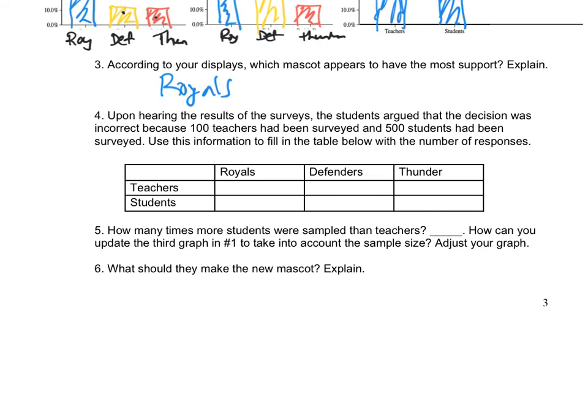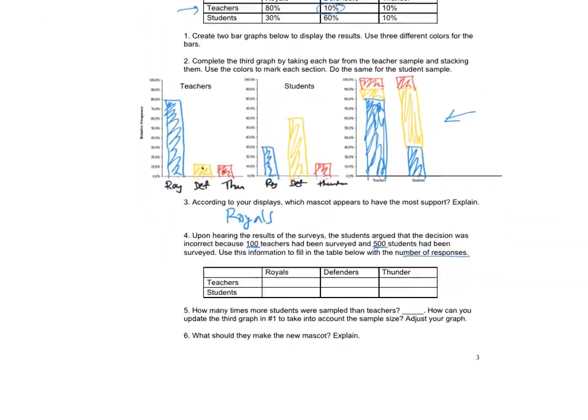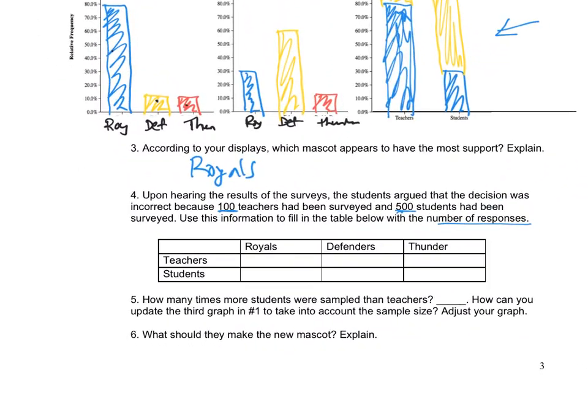Now, upon hearing the results of the survey, the students argued that the decision was incorrect because 100 teachers had been surveyed and 500 students had been surveyed. So use this information to fill in the table below with the number of responses, okay? So not the percentage, but the numbers. So for the Royals, 80% of the teachers that were surveyed wanted the Royals. So what's 80% of 100? That would be 80 people.